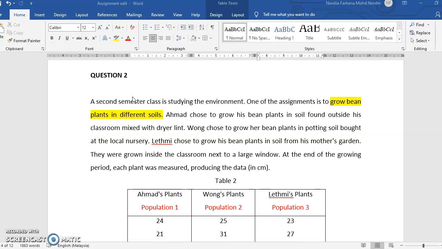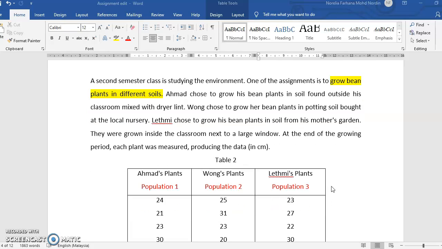In question 2, we have 3 different students who want to grow bean plants in different soil. Based on table 2, we have 3 different soils, labeled as population 1, population 2, and population 3. In this question, we want to compare between the 3 populations.